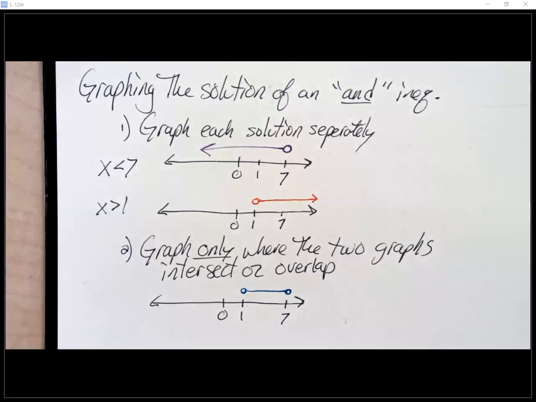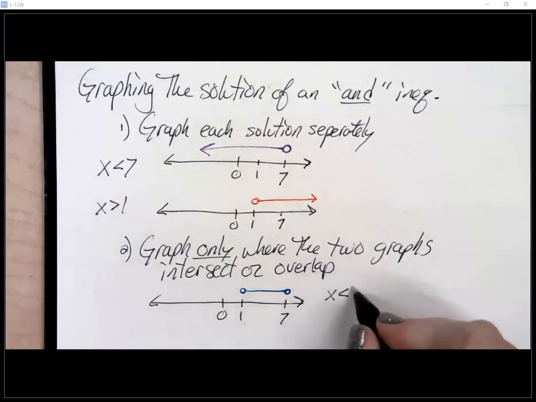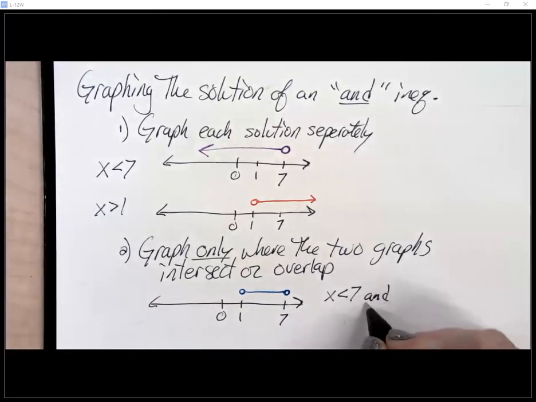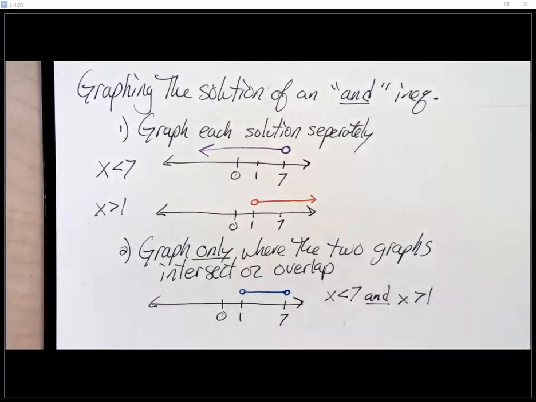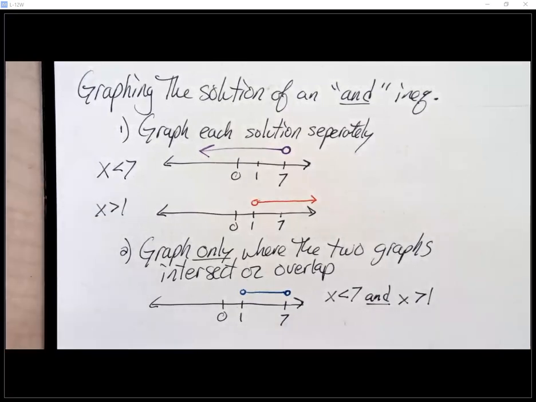So that is our solution to x is less than 7 and x is greater than 1. When you give an answer, it's crucial that you use the word and, or if it's an or, you would use the word or. You can't just write both of those without the word in between. Then we don't know, is it an and or an or? Because they're completely different. So make sure if it's an and, you're saying that it's an and. If it's an or, you say that's an or.